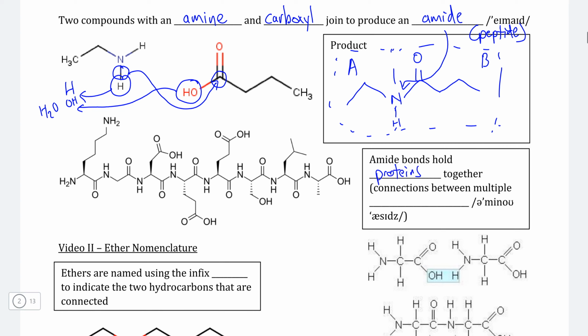So if we look at a small fragment of protein here, we can see that there are amide linkages every few atoms within the chain. So we can see there's an amide linkage here. Here's the side that used to be the amine, and here's the side that used to be an acid. And then there's another one here, and here, and so on.